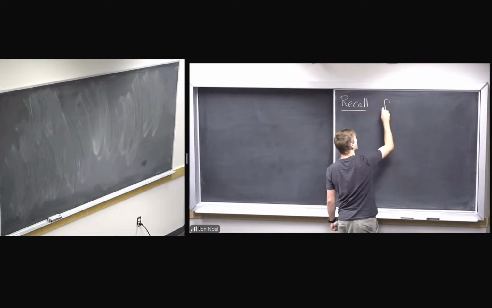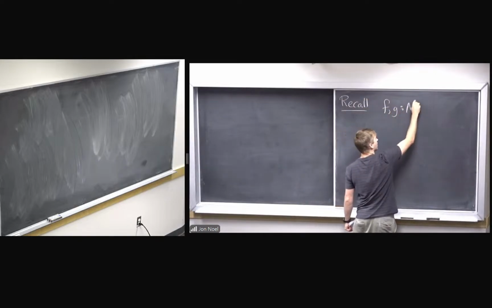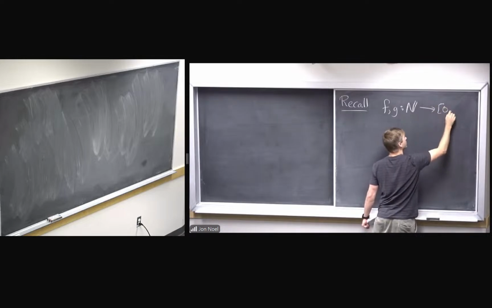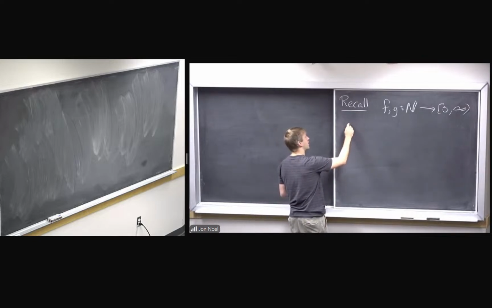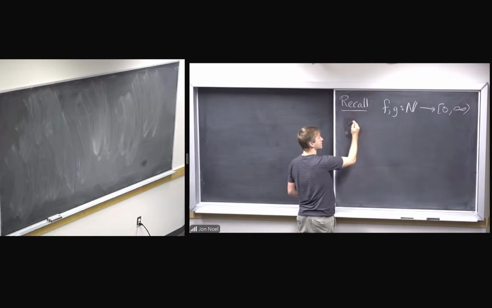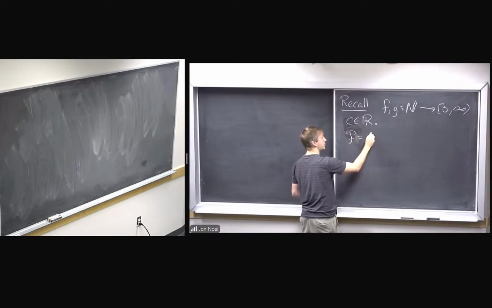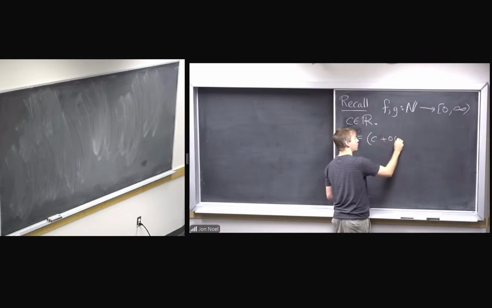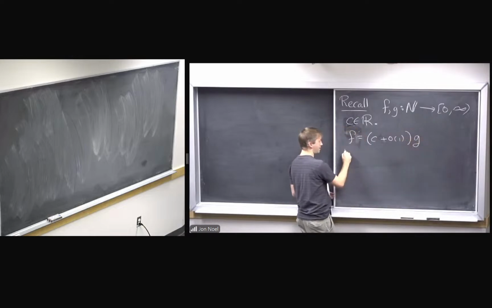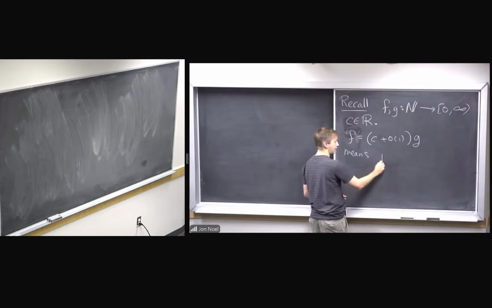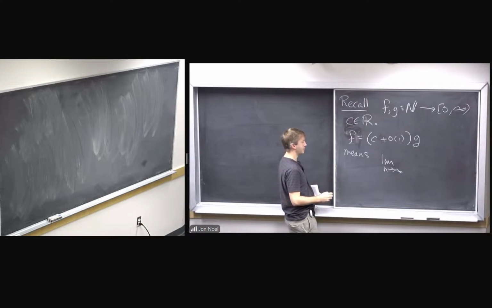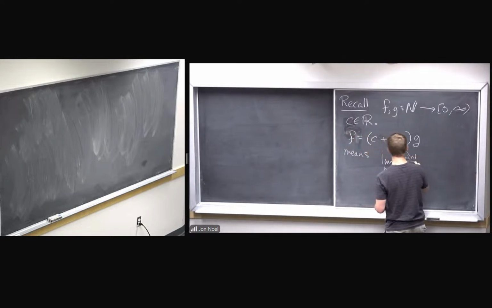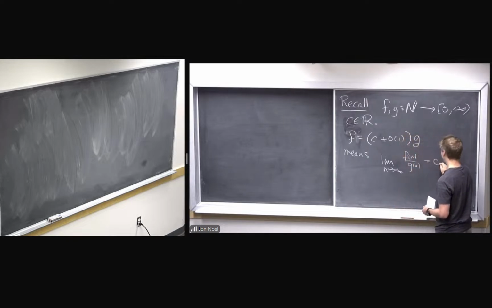Recall, suppose I've got two functions. Let's make them go from the naturals to the positive reals, or non-negative reals. If I write f, and let's say c is a real number, if I write f is equal to c plus little o 1 of g, what I mean is that the limit as n goes to infinity of f of n over g of n is equal to c.